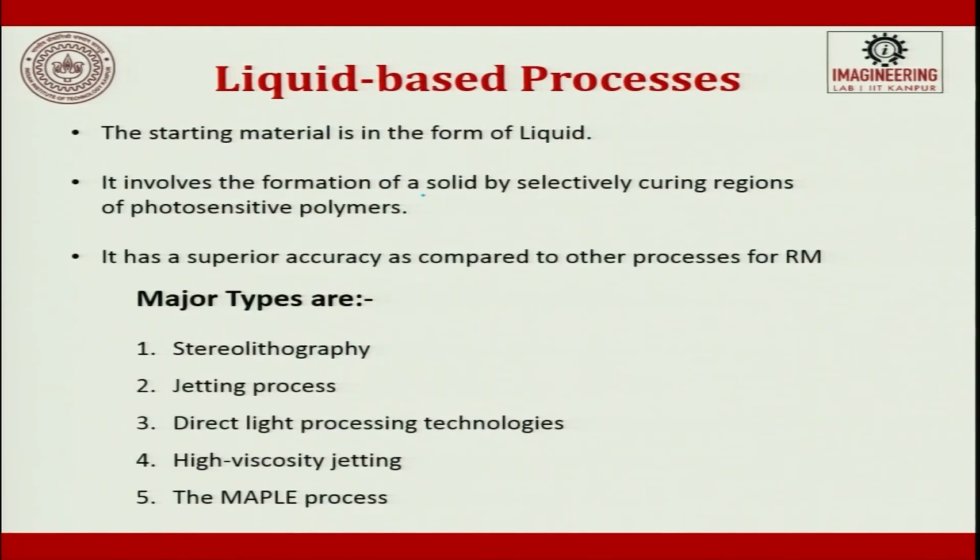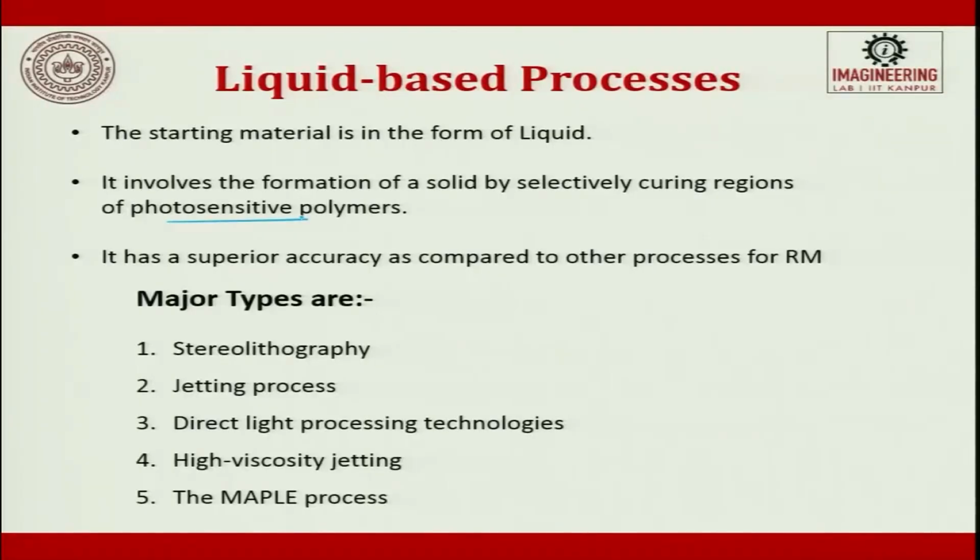It involves the formation of a solid by selectively curing regions of photosensitive polymer. So, here what we are trying to say is, we start with a polymer material which is liquid, and I use light to initiate the polymerization process, so the liquid gets converted into a solid. Predominantly, what we use in this particular process is a thermosetting process. Here we use a photosensitive polymer. It has a superior accuracy as compared to all other processes of rapid manufacturing.